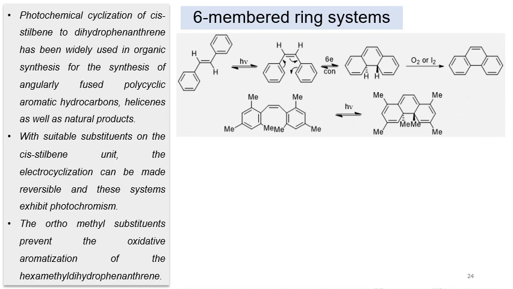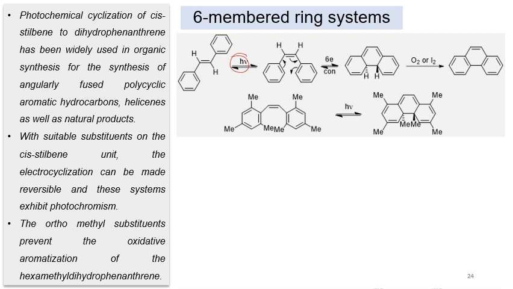Let's see the photochemical cyclization of cis-stilbene to dihydrophenanthrene. This has been widely used in a variety of syntheses, especially in the case of angular fused polyaromatic hydrocarbons. Sometimes these are used in the synthesis of helicenes as well as a variety of natural products. Under photochemical conditions, cis-stilbene or trans-stilbene can isomerize. So trans-stilbene can isomerize very easily to cis-stilbene.